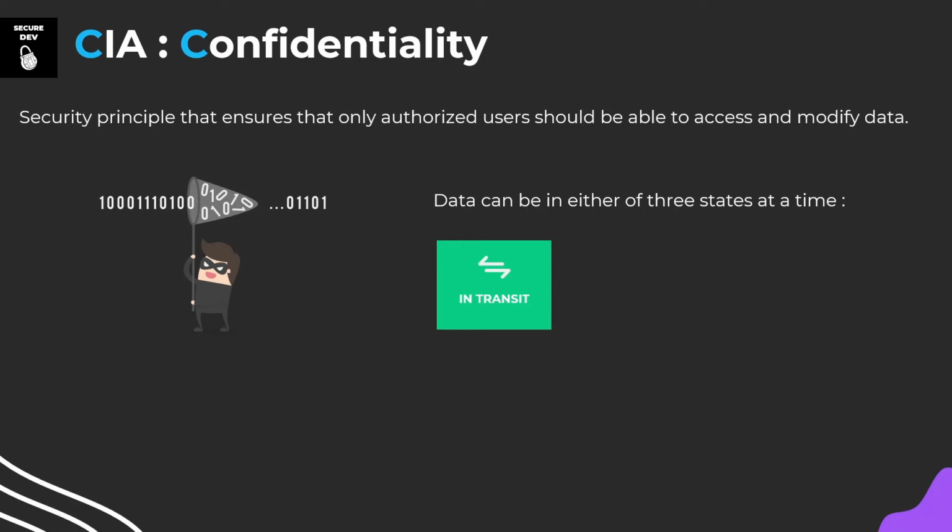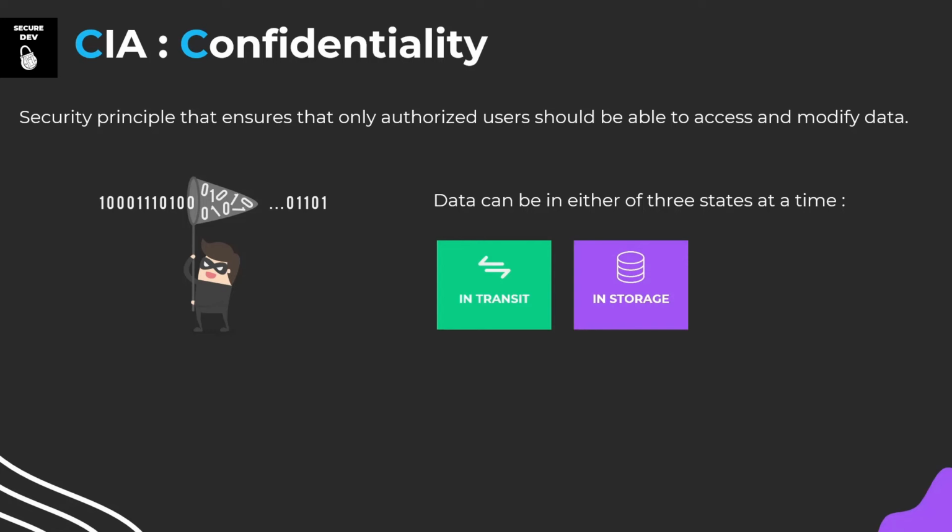The second state is in storage, and this is when data is at rest, stored on a database, a file system, or any kind of stationary media, like saving a document on your computer's hard drive or maybe saving a transaction on a relational database.